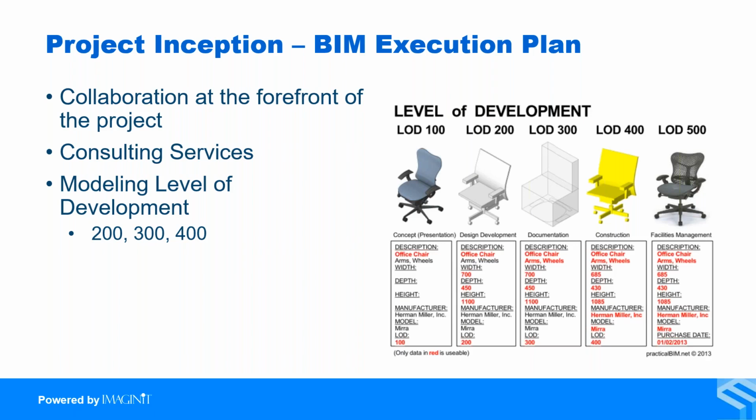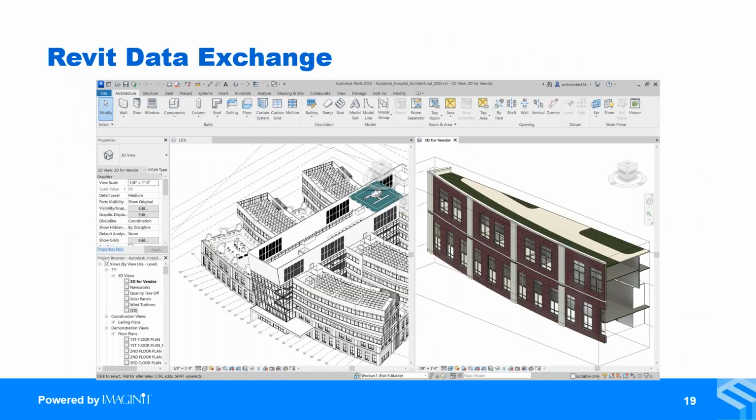Thanks, Caleb. Yep. So this is how we're going to do that. We're going to have a couple of specific tools we're going to use. One is the idea of a Revit data exchange. This is a way that we're going to be able to take this really complicated Revit model and simplify it down for just the portion that I'm going to need to work with.